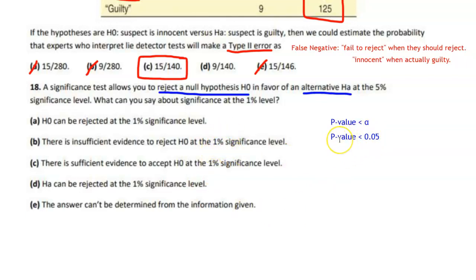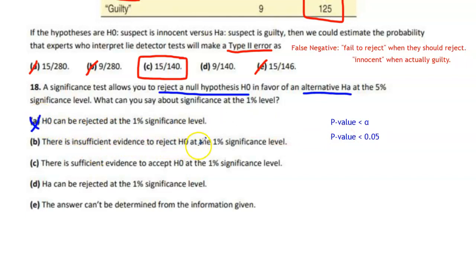Of course, the p-value could be 0.000001, or it could be 0.049, right? Either way, it's going to reject the null hypothesis at 5%, but we don't know what it's going to do at 1%. So let's go through and make sure that we're understanding what's going on here. H null can be rejected at the 1% significance level? I don't know, because the p-value could be higher than or smaller than 0.01, so we don't know that.